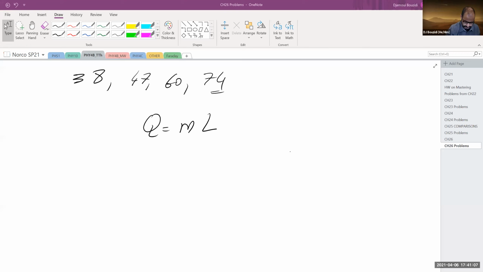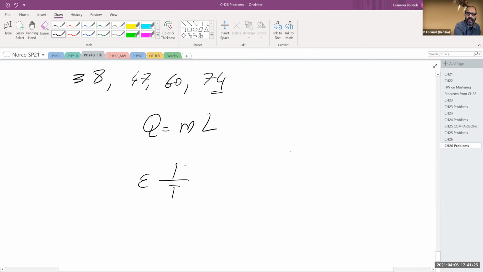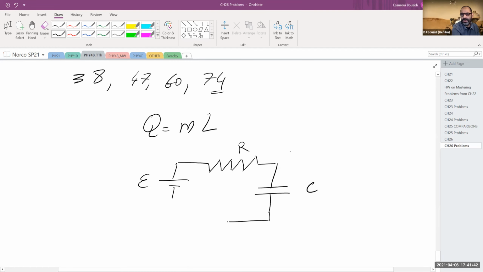So problem 38, it says you connect a battery, resistor, and a capacitor as shown in the figure 26.20. So it's figure 26.20, basically what you have is an EMF. This is what we did in lecture actually, and a resistor R, and a capacitor C. And usually you have a switch in the circuit, S, to start things on.